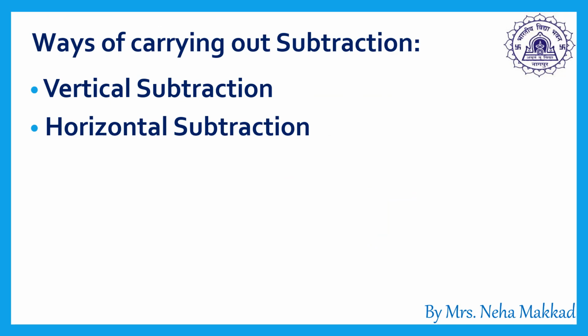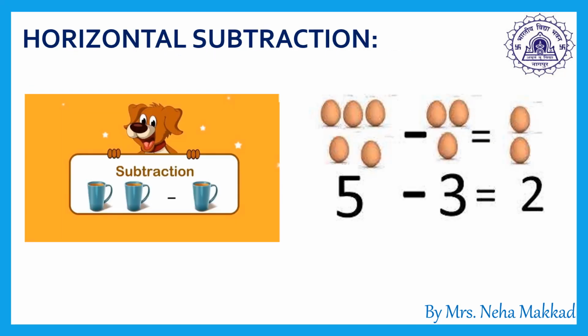Now today children, we will learn about the ways of carrying out subtraction. The first method of carrying out subtraction is vertical subtraction and the second method is horizontal subtraction. Now let us understand what is horizontal subtraction. When we place the numbers from left to right and carry out the operation of subtraction, it is known as horizontal subtraction. But we will always, children, place the numbers according to their place value. That is, first is the tens place and then is the ones place.